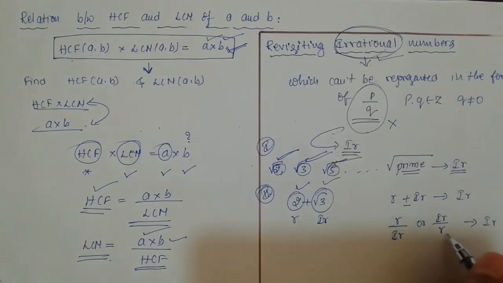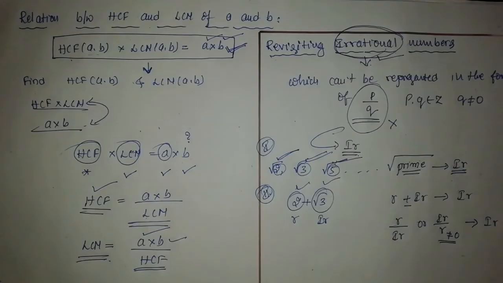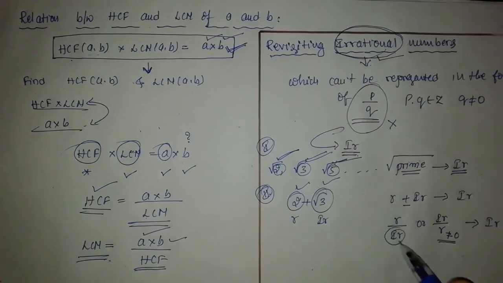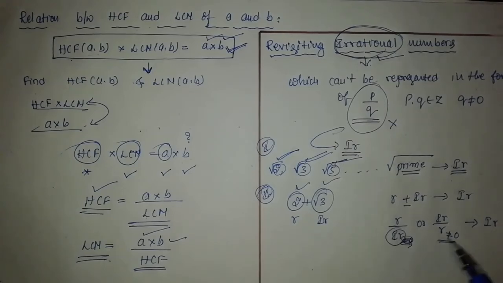Except this should not be equal to 0. It is always a non-zero irrational number, because 0 is not an irrational number. That's why there is no need to say here that irrational should not be equal to 0. But in rational numbers, 0 is included in rational. That's why I told you. In the same sense for multiplication also.